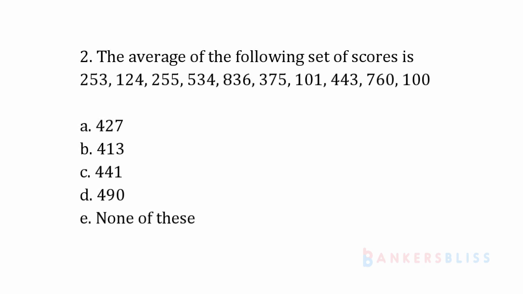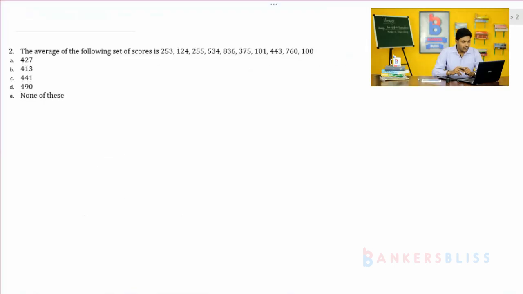Problem number 2. The average of the following set of scores is 253, 124, 255, 534, 836, 735, 101, 443, 760 and 100. So I have to calculate the average for these scores. Totally we have 10 observations. So here also sharing is very difficult. So go for the formula: average is equal to sum divided by n. So the sum you have to calculate, add the numbers.